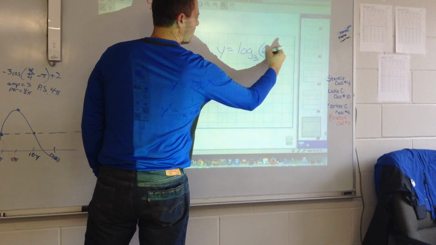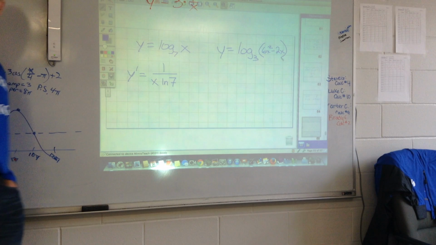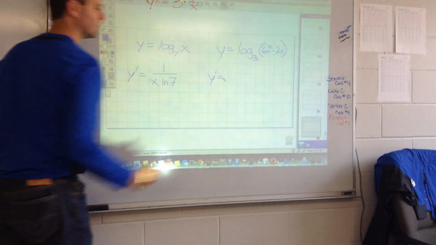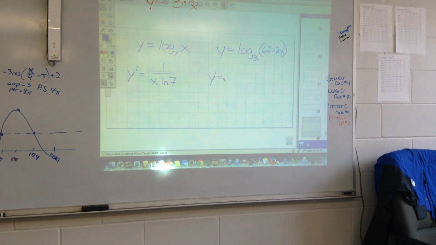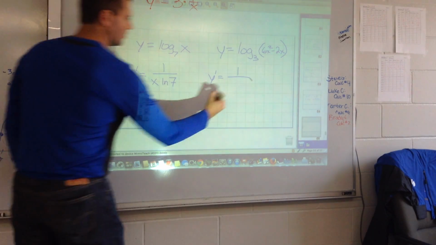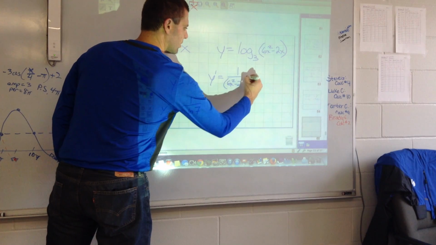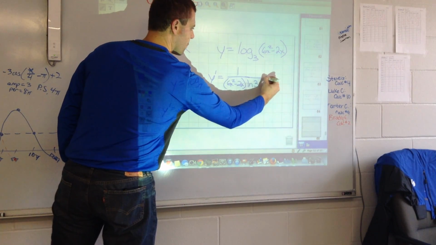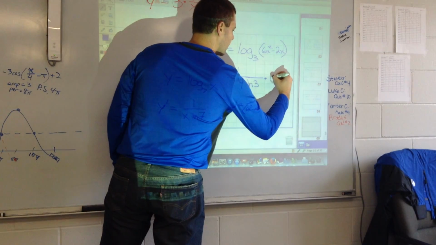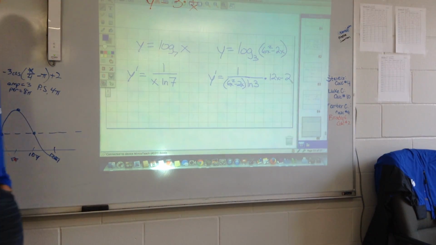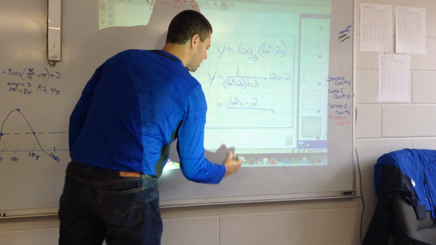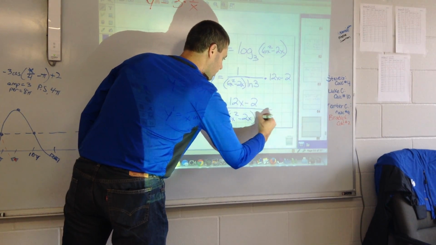Log to the base 3 of 6x squared minus 2x. So 1 over 6x squared minus 2x times the natural log of 3, times the derivative, 12x minus 2. And that goes up front. I'd end up putting that on top to make it look a little bit nicer: 12x minus 2 over 6x squared minus 2x times the ln of 3.